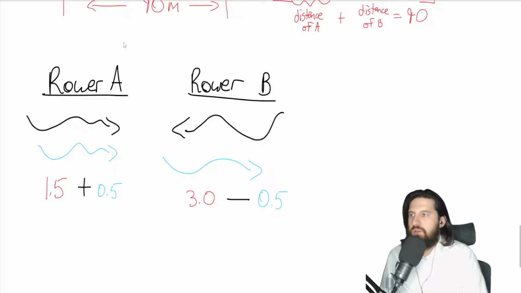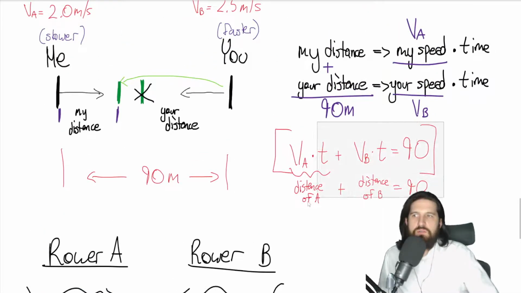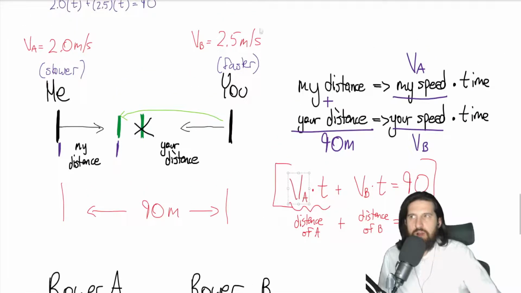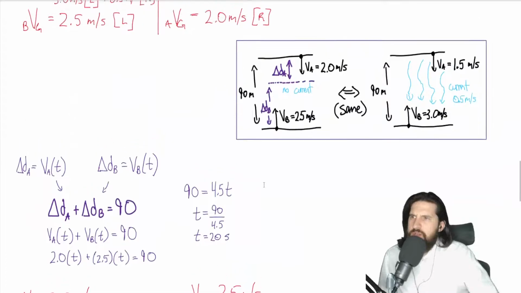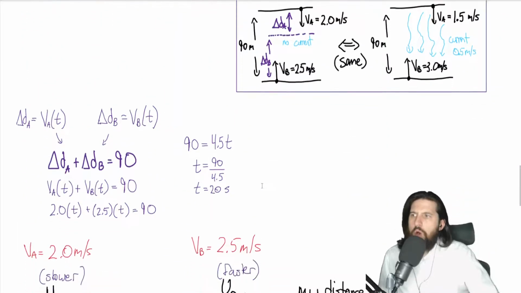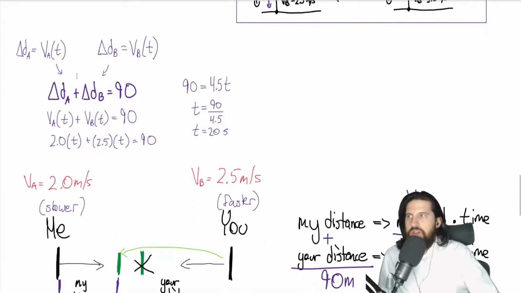Okay, so then that's where we get our 2 and our 2.5 that we end up using in this equation. So that's what our velocity of A and our velocity of B are. Remember, my distance plus your distance is going to be 90 meters. And it's all happening in 20 seconds, right? Do we know that it's happening in 20 seconds? I thought we solved it right here.